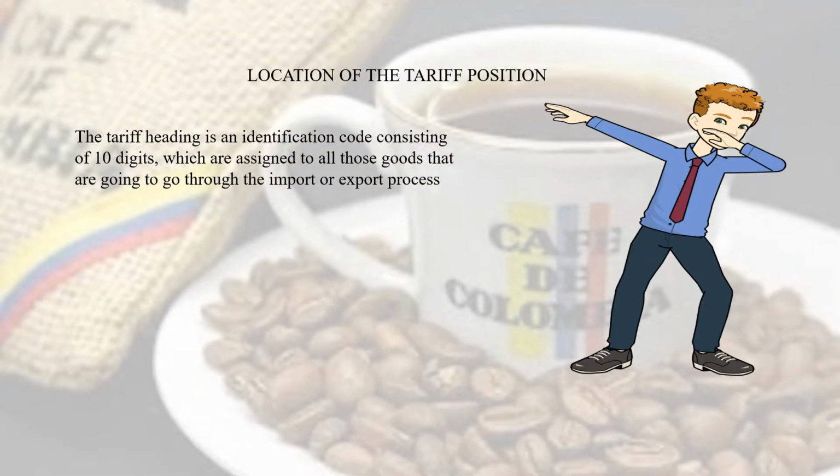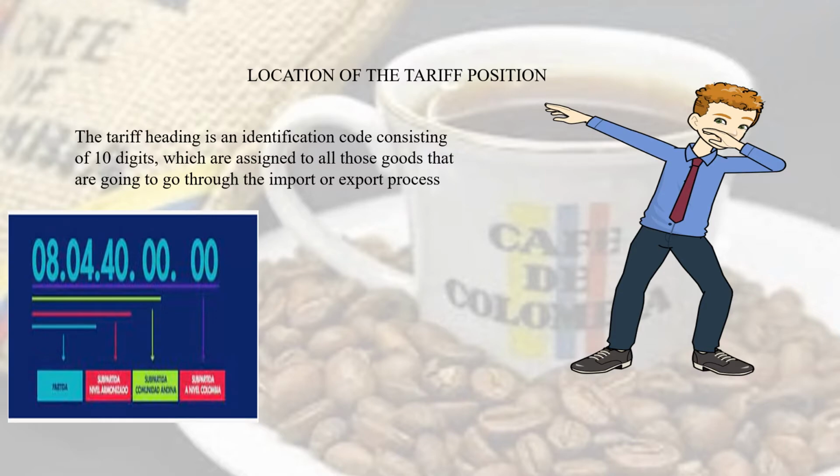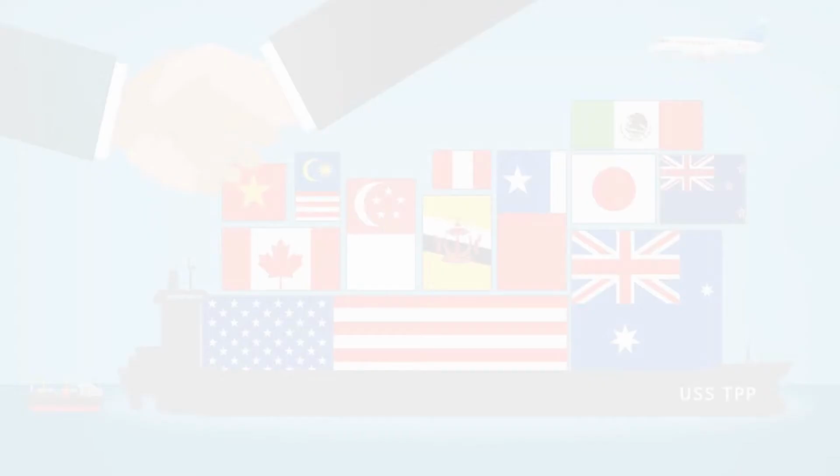Logistics of the tariff position. The tariff heading is an identification code consisting of 10 digits which are assigned to all those goods that are going to go through the import or export process.